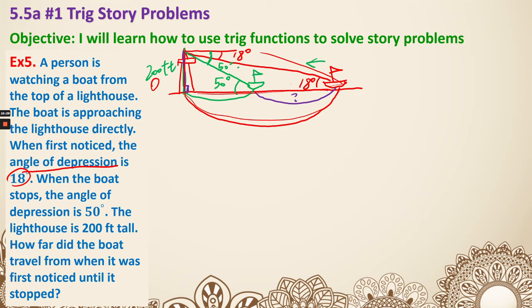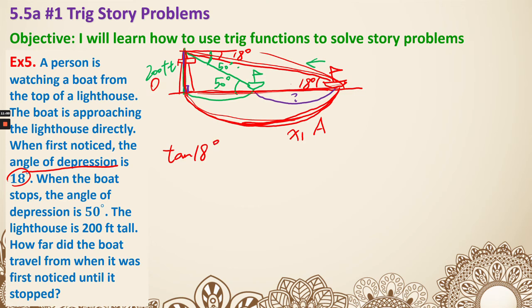So the 200 feet is always going to be the opposite side, no matter what. Next, let's look at the bigger triangle, the red triangle right here. If that is the opposite side, I'm trying to find this part, and let's call that our x1. Clearly, that's the adjacent side. So I'm having opposite and adjacent, which means I have to use my tangent.